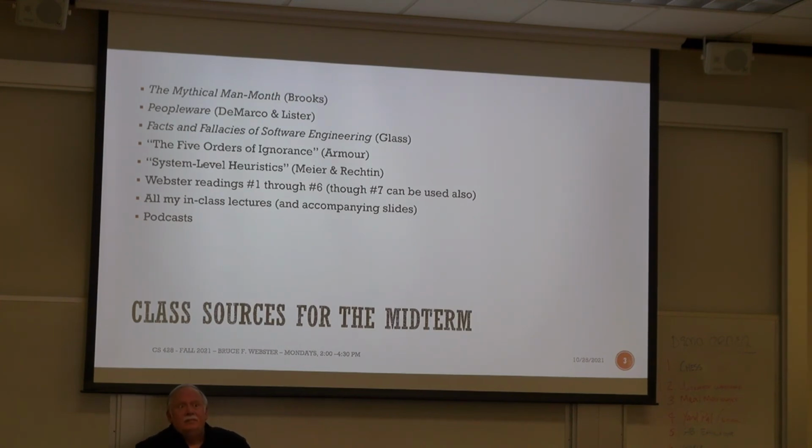Class sources: your books, Armour, Meyer and Rector, all the readings and lectures and slides. But you can't cite my slides; if you're citing my slides, cite to Brooks or something. You have to actually go back to the book, because these are books which, if you're smart, you will hold on to electronically or otherwise. Any questions here?